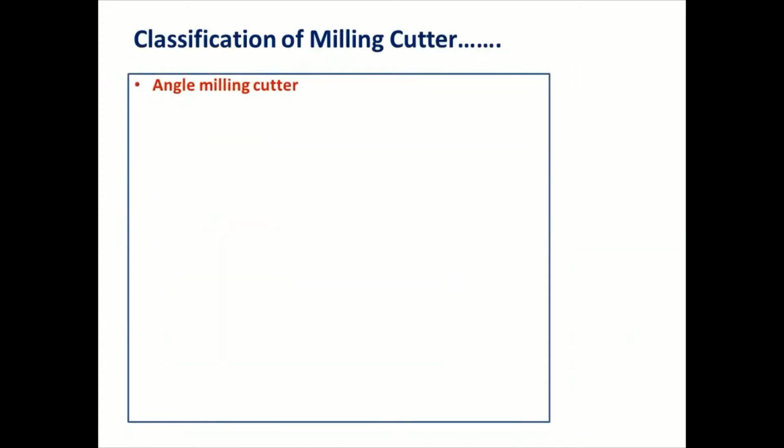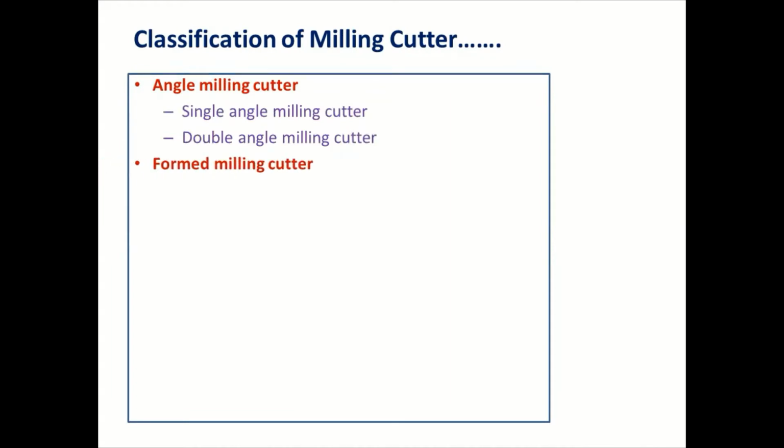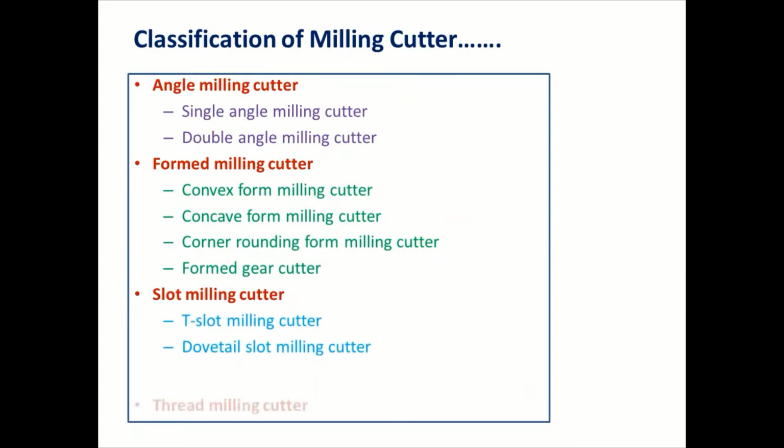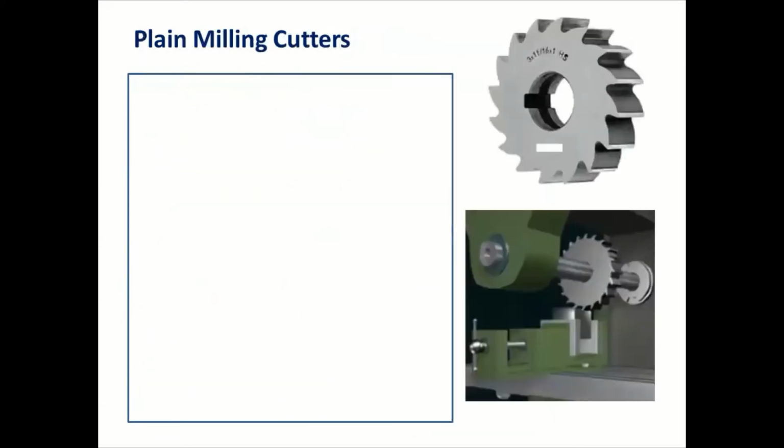Angle milling cutter, in that there are two, single and double angle milling cutter. Form milling cutter, in that complex, concave, corner, or a form gear cutter. Then slot milling cutter, that is a T-slot or a dovetail slot milling cutter is possible by using this. Thread milling cutter. So we'll go into more detail now one by one, in the plain milling cutter first of all.